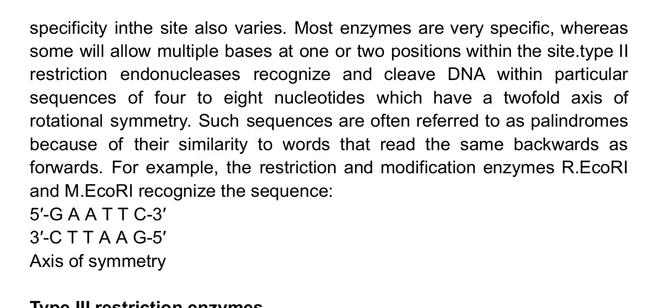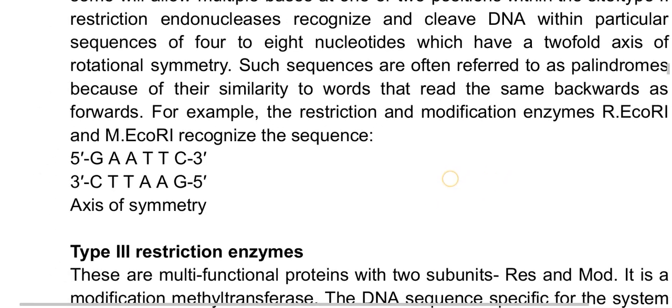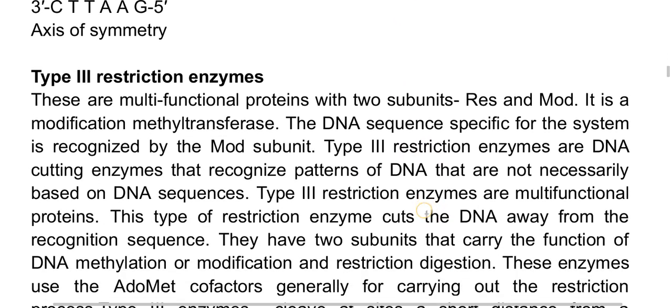Type 2 restriction endonucleases recognize and cleave DNA within particular sequences of 4 to 8 nucleotides which have a 2-fold axis of rotational symmetry. Such sequences are often referred to as palindromes because of their similarity to words that read the same backward and forward. For example, restriction and modification enzymes of EcoRI, axis of symmetry. Then type 3 restriction enzymes.